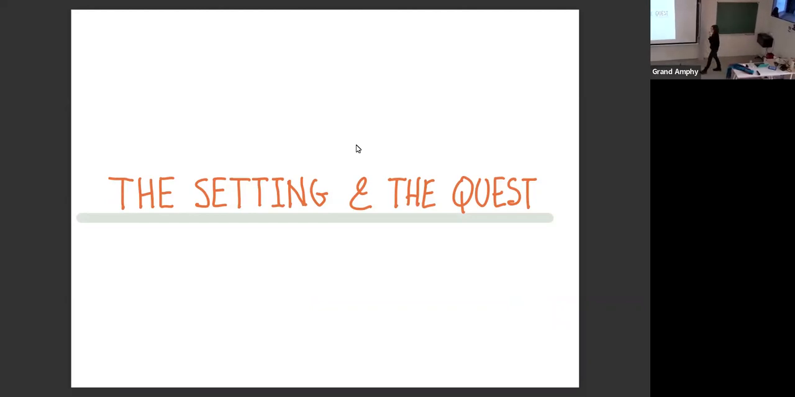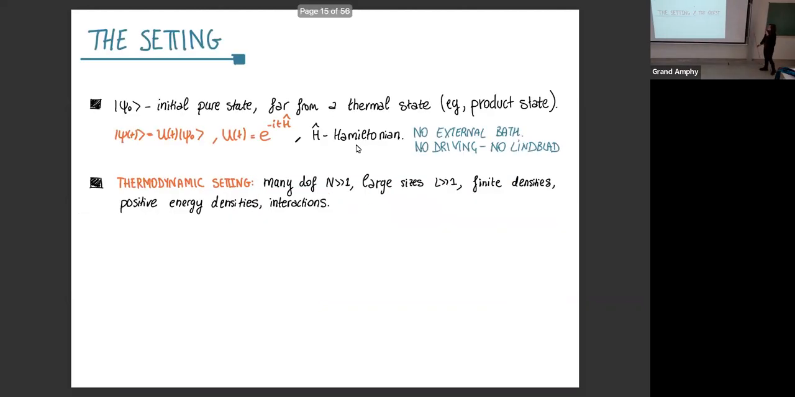Which will, of course, be a negative rephrasing of what Laura has been telling you in the previous lectures. So the setting is as follows. You're obviously interested in isolated quantum systems. So these are systems which are not coupled to degrees of freedom that you can model as some external bath. Also, I will assume that there is no driving. So there is no open system, no Lindblad, as we have been seeing in the previous lectures. But you have unitary dynamics.